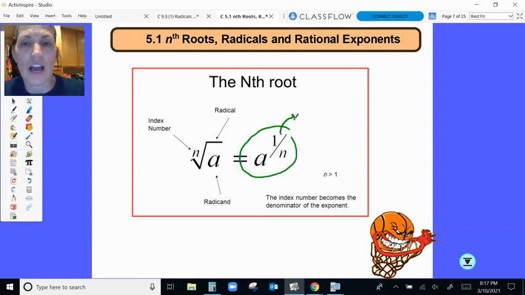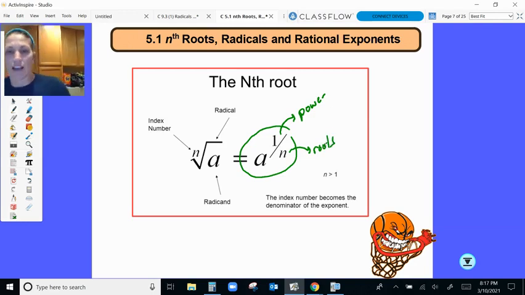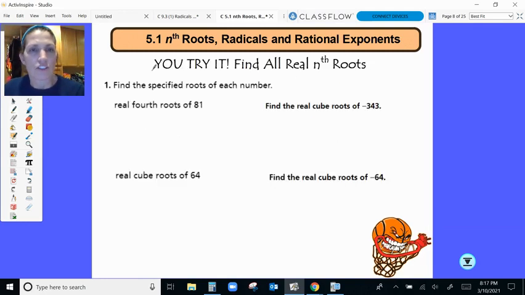This one on top always ends up being my power, and I always think that the power comes from the sun, and this down here is my root, like the roots go to the ground. Okay, so that's how I always remember that. That's where my root's going to be, and up here is my powers. Okay, so let's look here.